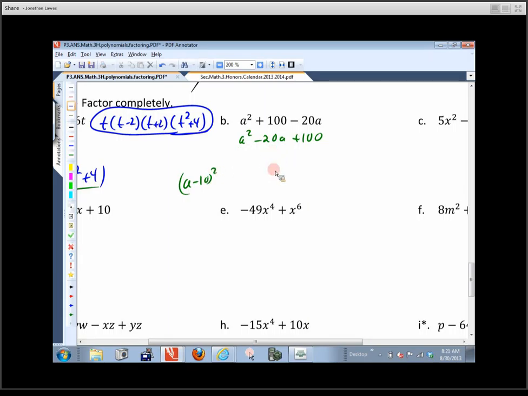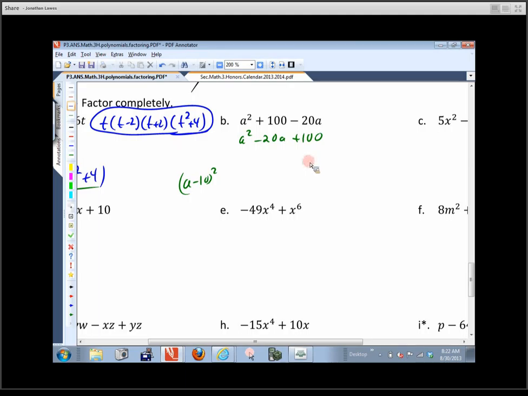There are two ways you could do this. There are no common factors. So after you take out common factors, the next thing you do is you count how many terms there are. How many terms here? 3. Look at that list of factoring techniques if you have 3 terms: perfect square trinomials, easy trinomial, or hard trinomial. One of those has got to work. If it doesn't work, then it's going to be prime.